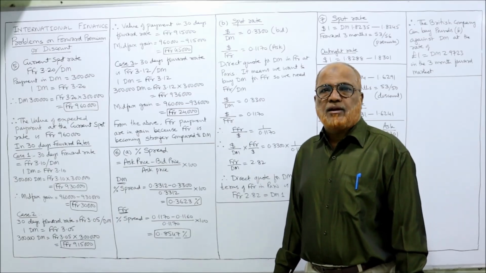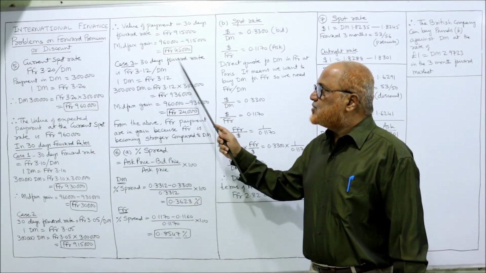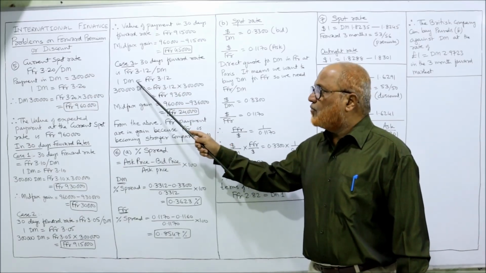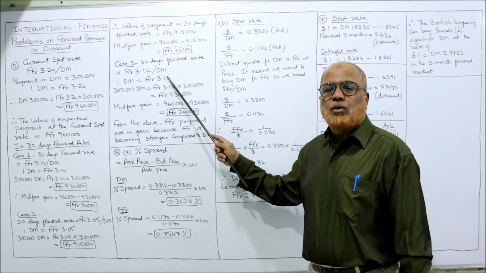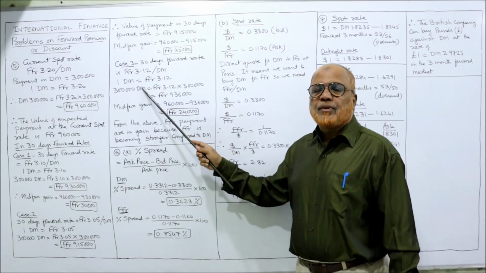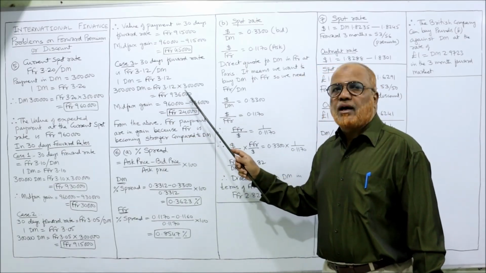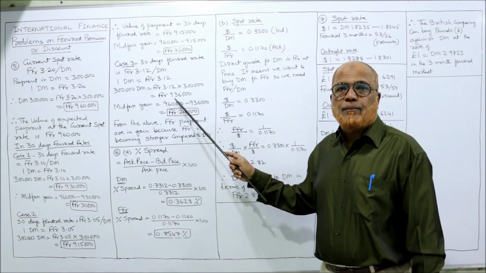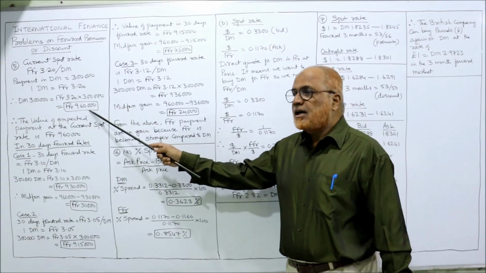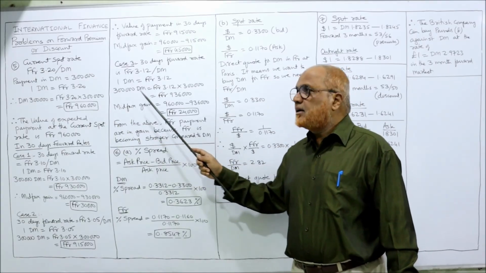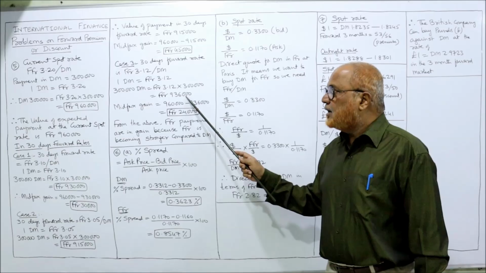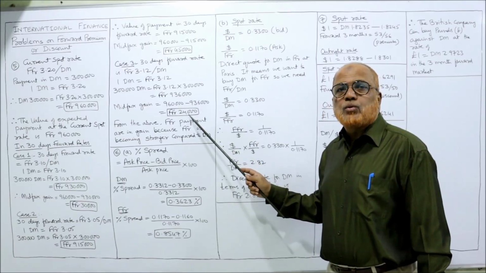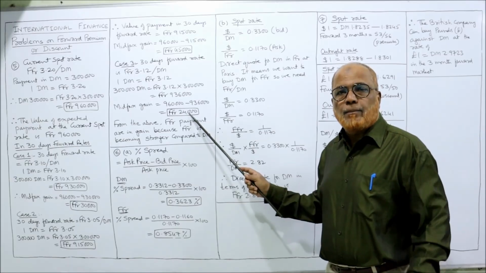This is the case 3. So case 3, 30 days forward rate is FFR 3.12 per DM. That means for 1 DM, FFR 3.12. For 3 lakh DM, FFR 3.12 into 3 lakh, 9 lakh 36,000. Still the Midfax company is gaining because current spot rate is 9 lakh 60,000 and 30 days forward payment is 9 lakh 36,000. So 960 minus 936, 24,000 FFR the company gains.